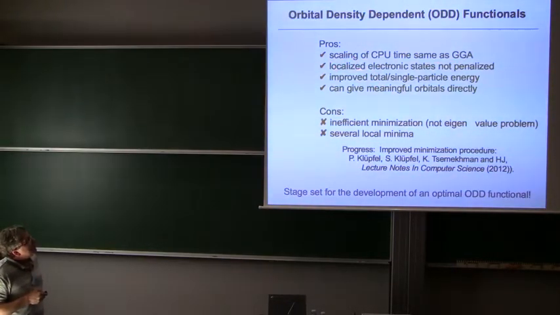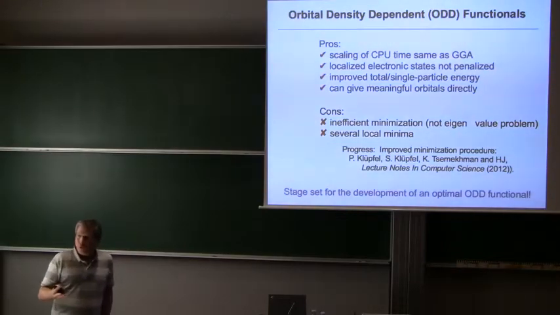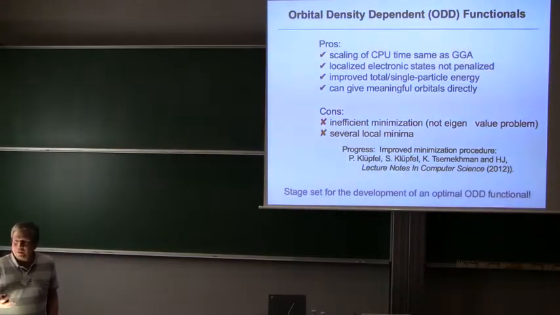So there are several good aspects of this. There's the good scaling, and you typically get localized electron-space orbitals; hybrid orbitals come out directly. There are improved total energy as well as single particle energies, or orbital energies. And you don't have to do some kind of a transformation afterwards to Wannier orbitals or something like that to try to interpret this. This should really come out with the right orbitals.